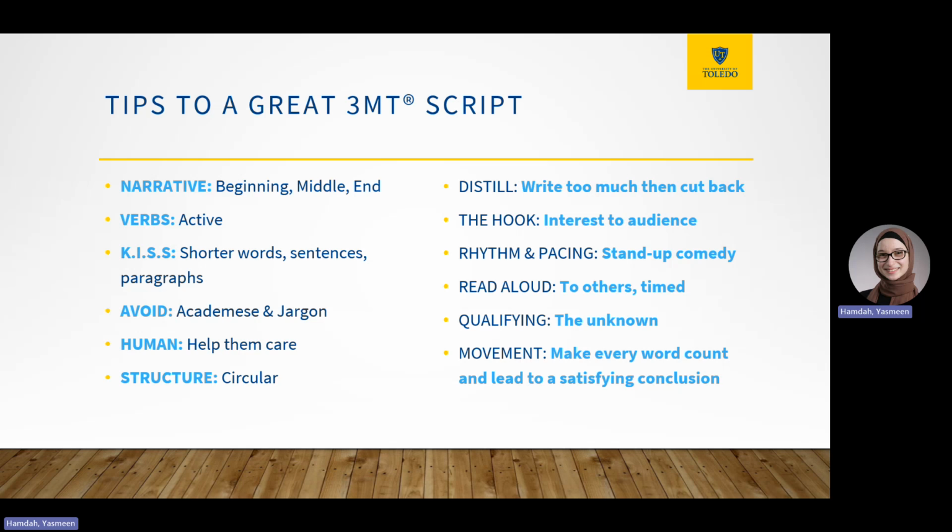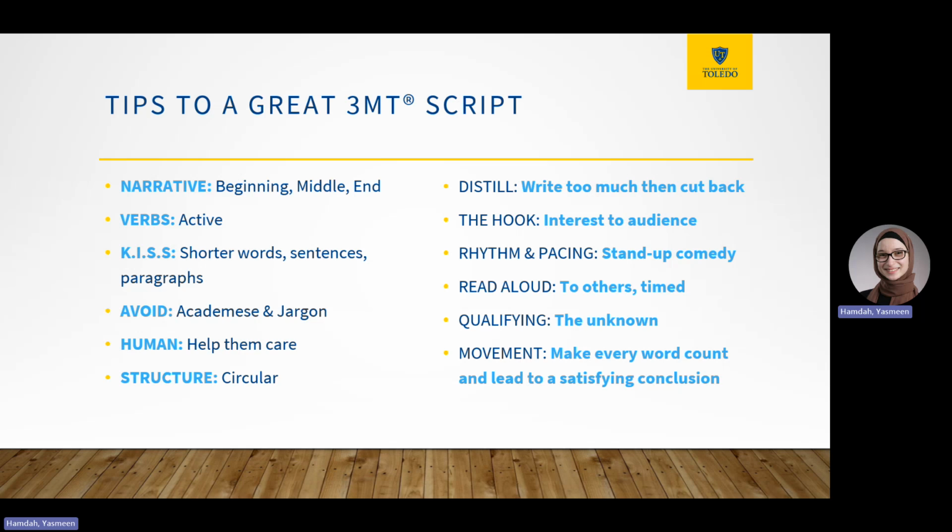What are other words you can use for those? Can you draw comparisons? And then helping them care, right? So being able to explain it in a way that helps folks understand what you're doing can also help them be more invested in your research. So what are some applications to your research? What is the significance of what you're doing? You want to make sure you include that in your script.